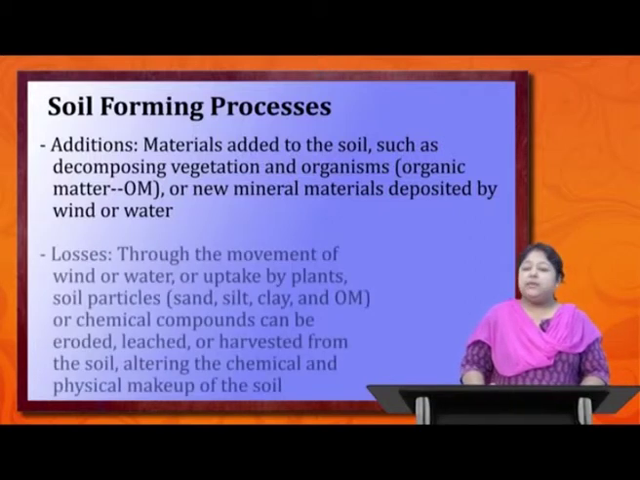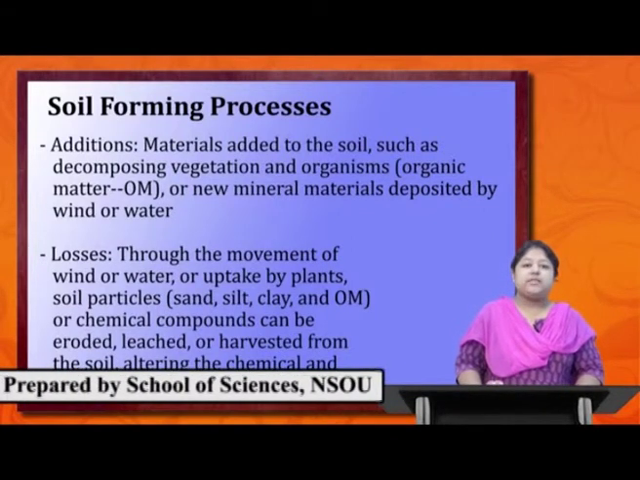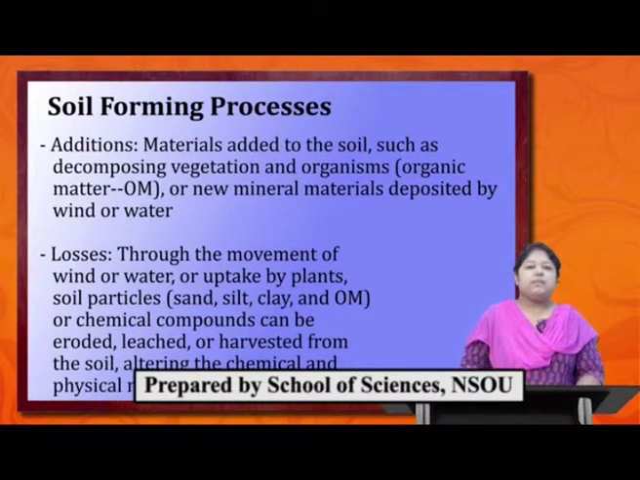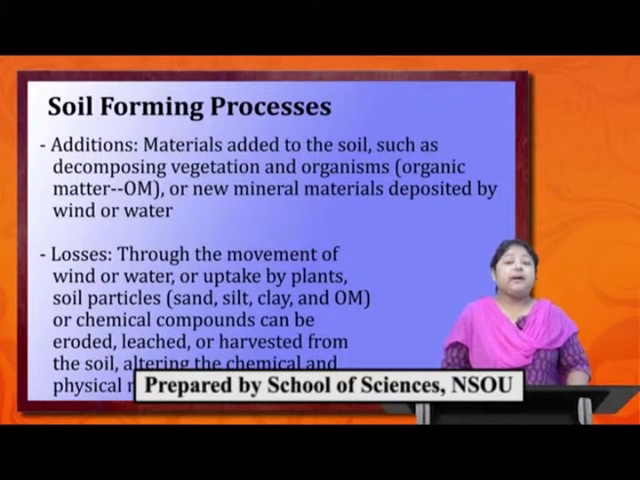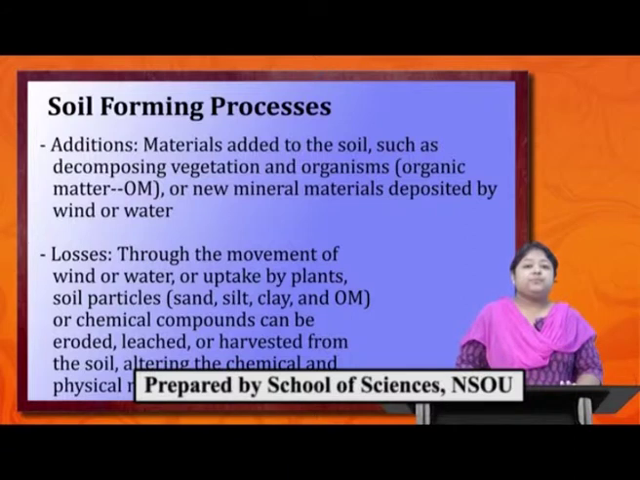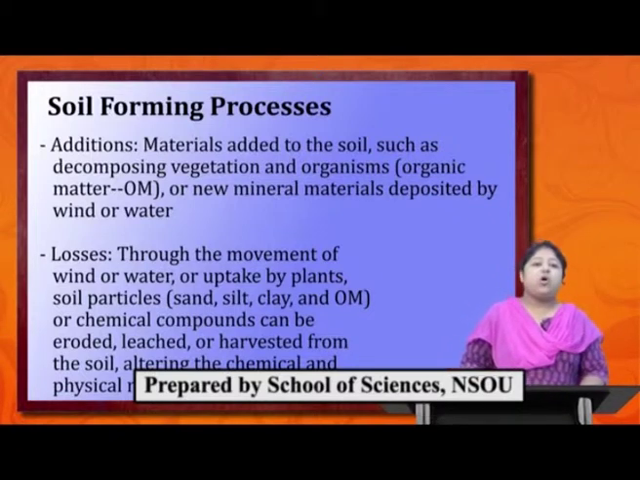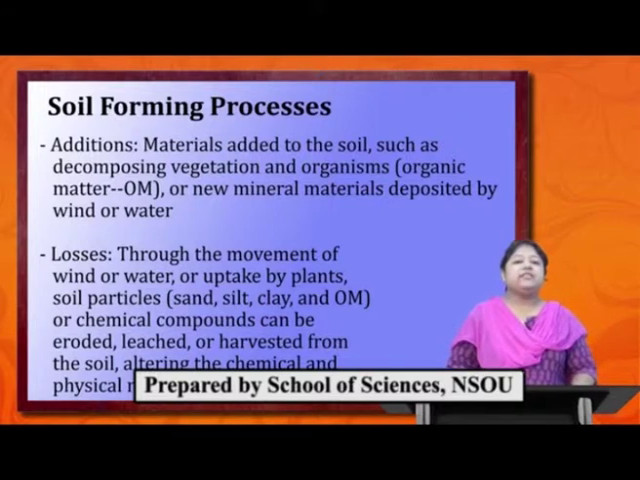Now simultaneously we also have the losses. Through the movement of wind or water or uptake by plants, soil particles such as sand, silt, clay, organic matter, these are all of various textures, and the chemical compounds, they can be eroded, they can be leached or harvested from the soil, altering the chemical and the physical makeup of the soil.